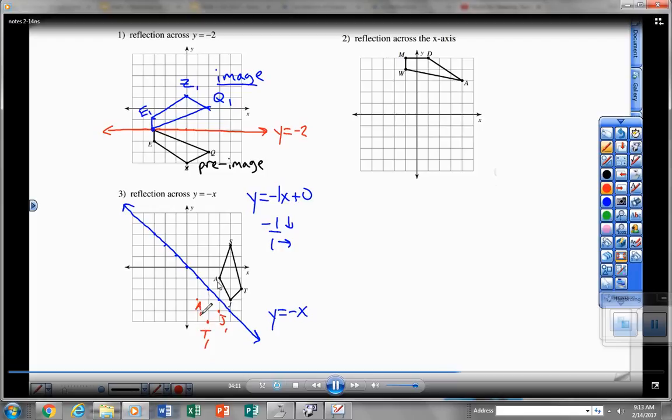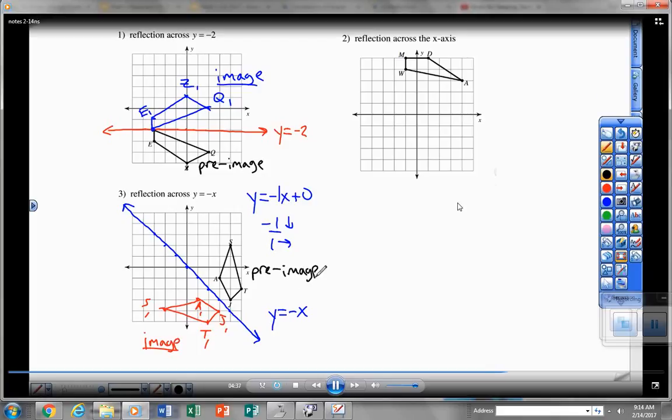A, one box across that line. A prime, one box directly below. And then S, I got 1, 2, 3 below. 1, 2, 3. Making sure you're hitting that line of reflection at a 90-degree perpendicular angle straight across. This is the image, the new ones: S prime, T prime, J prime, and A prime. And the pre-image has the original coordinates.